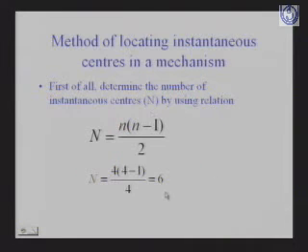Now we will come to the method of locating the instantaneous center. As a first step, you have to calculate the number of instantaneous centers with the help of this formula. Suppose the number of links is 4, then the total number of instantaneous centers is 6. So this is the first step while locating the instantaneous centers in a mechanism.